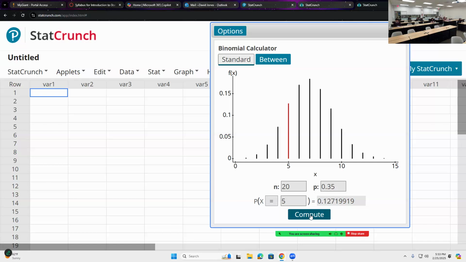I'm going to go back to the page and we're going to set up two or three more problems on this. Then we'll come back and look at them.